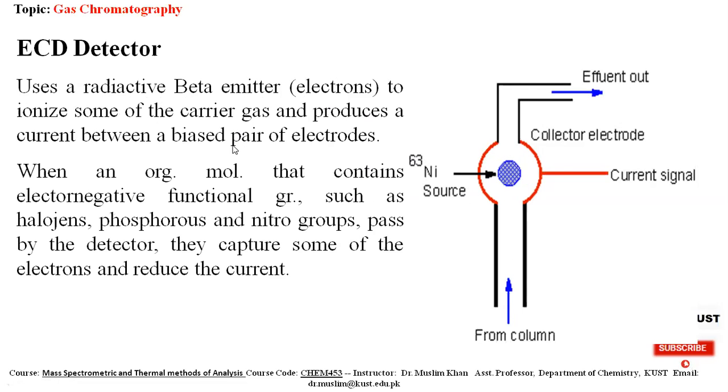When an organic molecule or component that contains electronegative functional groups such as halogens, phosphorus, and nitro groups passes by the detector, this electronegative group captures some of the electrons from the flow of electrons, so it reduces the current. That reduction in current is what is measured. That's why it is called electron capture detector.